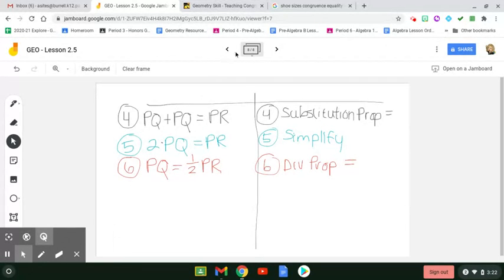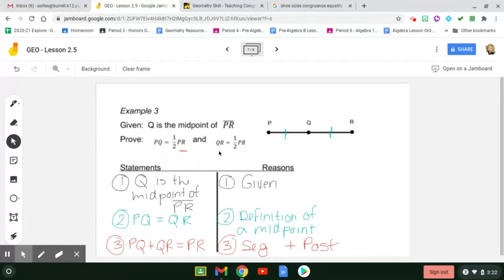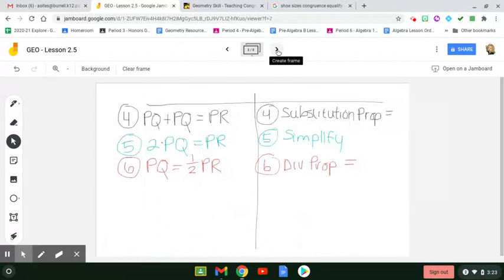The last thing I'm trying to prove, I've got half of what I'm trying to prove. I'd have to say that QR is equal to half of PR. So step 2 is actually going to really help me. Look here. Do you see how we're saying PQ is equal to QR? That's going to help me right now. So instead of saying PQ is equal to half of PR, I'm going to be lazy right now. I know PQ is equal to QR, so I'm going to just plug a QR in place of PQ, and I'm going to say it's also equal to half of PR. And my reason is going to be that substitution property of equality.